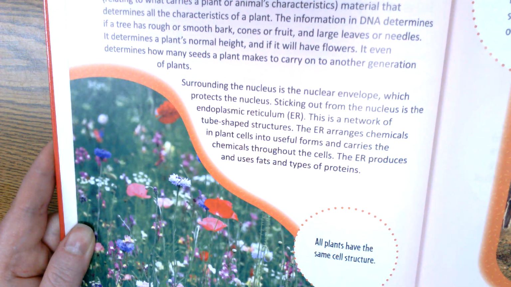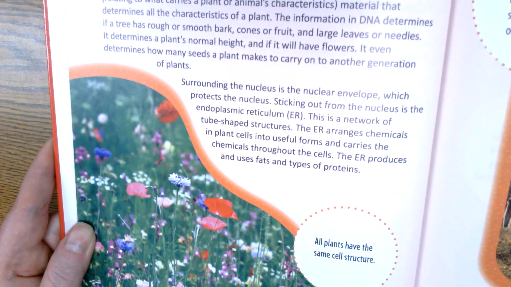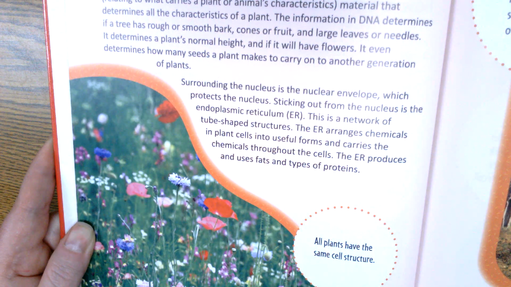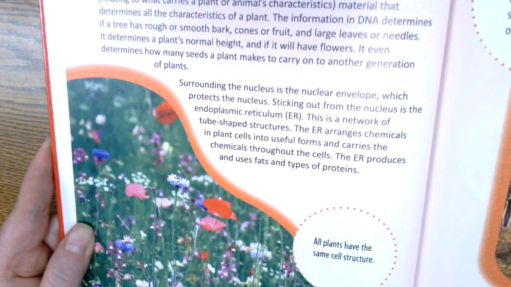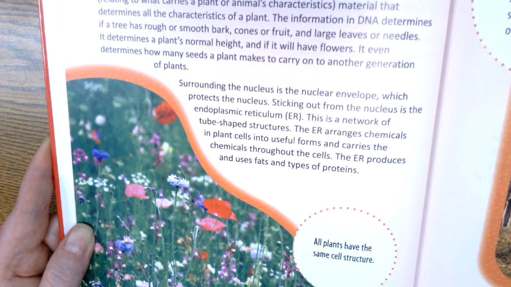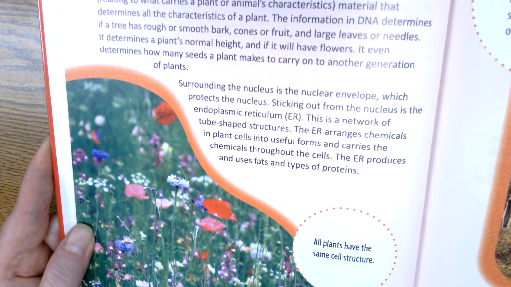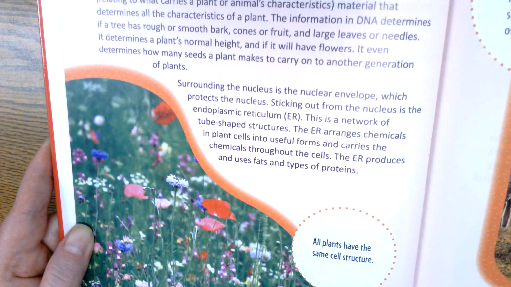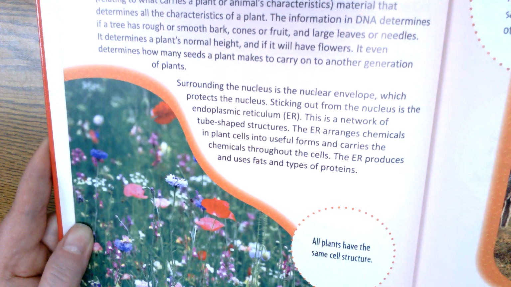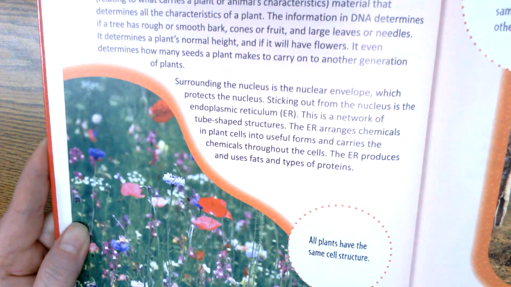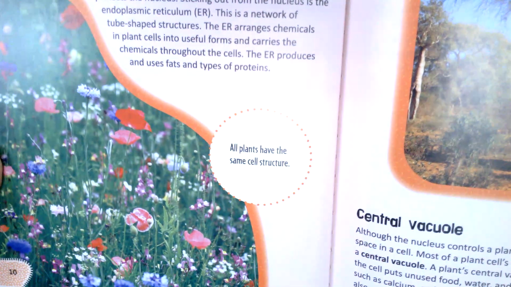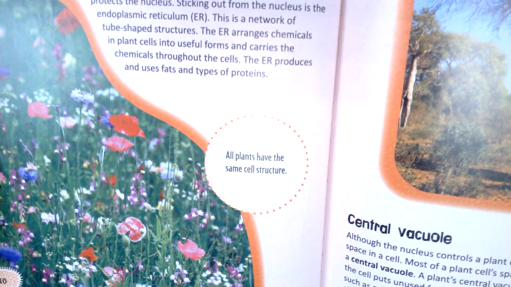Surrounding the nucleus is the nuclear envelope, which protects the nucleus. Sticking out from the nucleus is the endoplasmic reticulum, ER. This is a network of tube-shaped structures. The ER arranges chemicals in plant cells into useful forms and carries the chemicals throughout the cells. The ER produces and uses fats and types of proteins. All plants have the same cell structure.